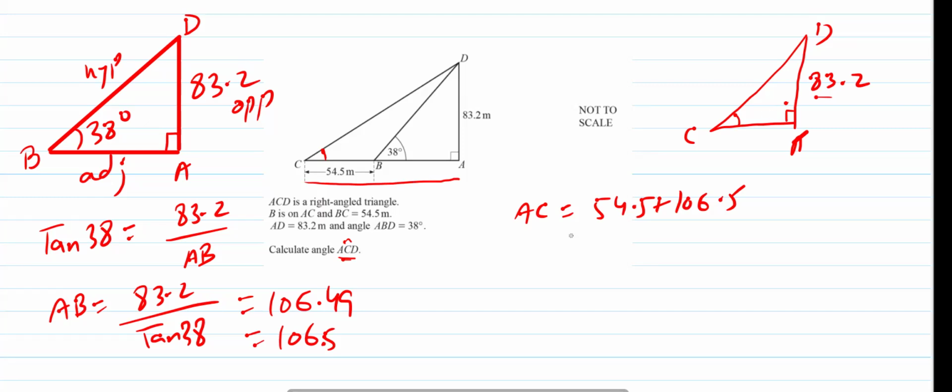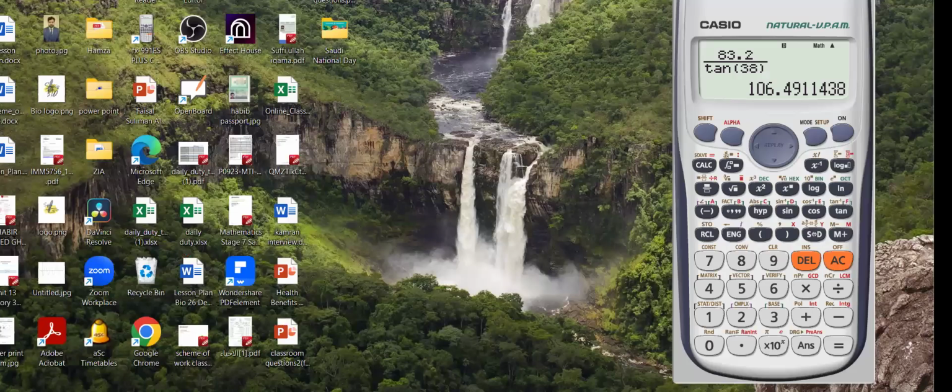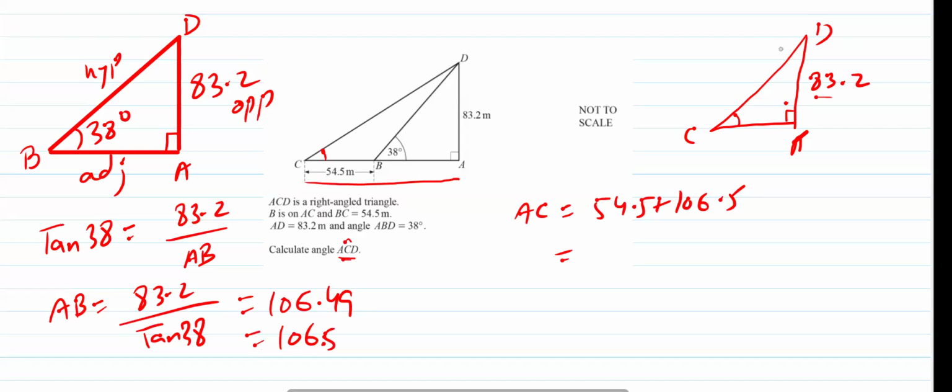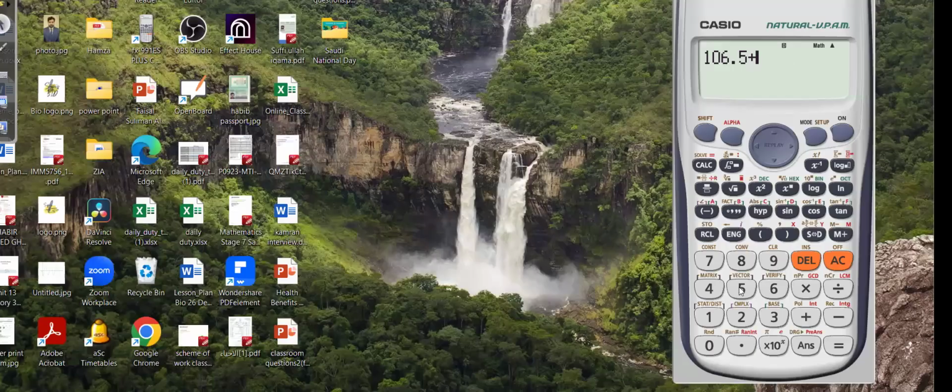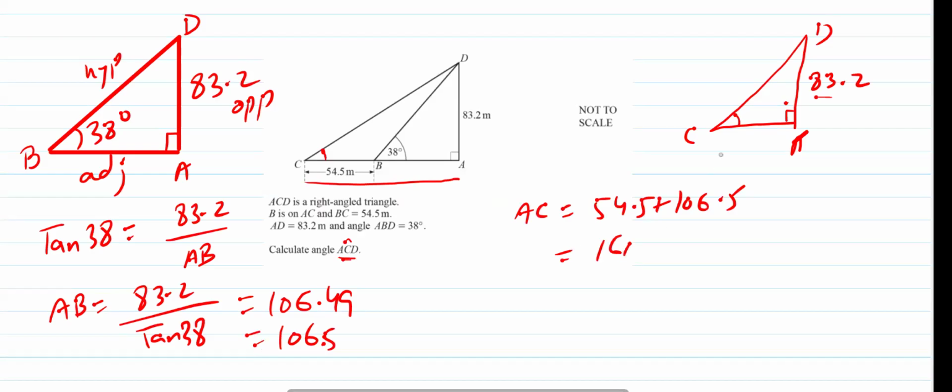So what will it be? 106.5 plus 54.5 is 161. Now you can easily find this angle. This is the angle, this will be opposite, this is adjacent, and this is obviously the hypotenuse. Again, you can use SOH CAH TOA.